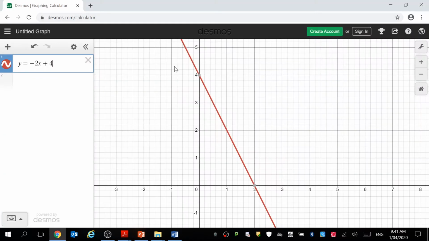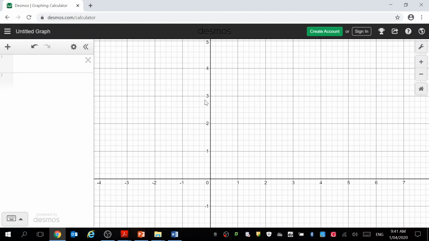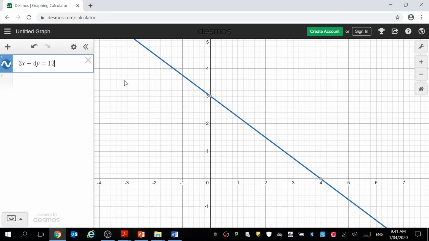So going back to Desmos, getting rid of this graph. To graph this one, the y-intercept is 3, just here, and the x-intercept is 4, just down here. Please take note of these 2 points here. Now, if I take that equation at face value, not rearranged, look what happens. It lines up perfectly, doesn't it?